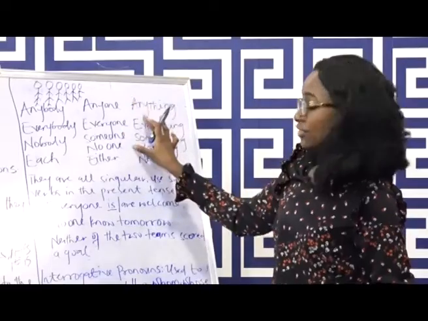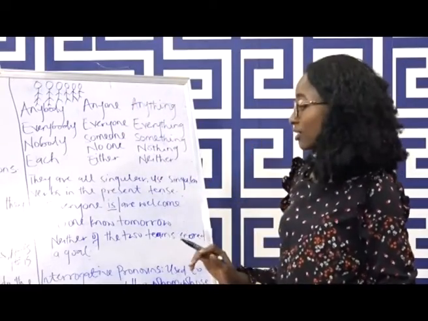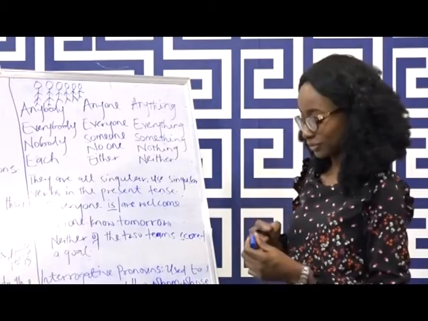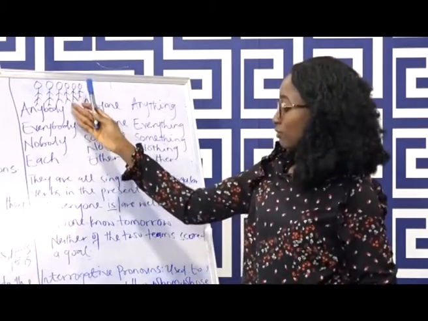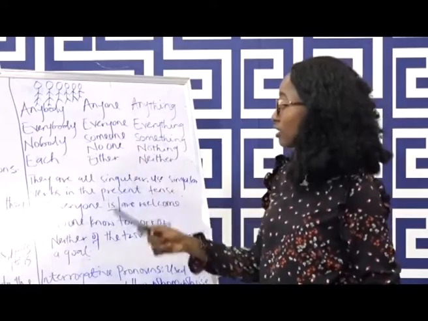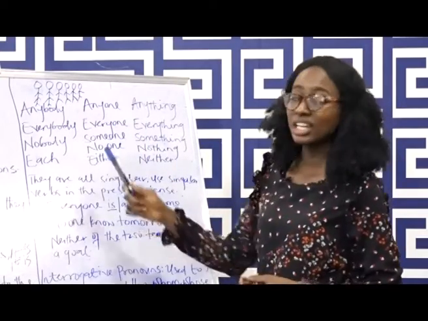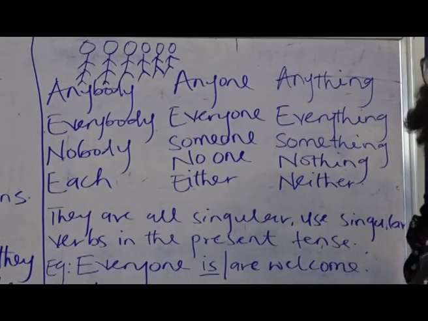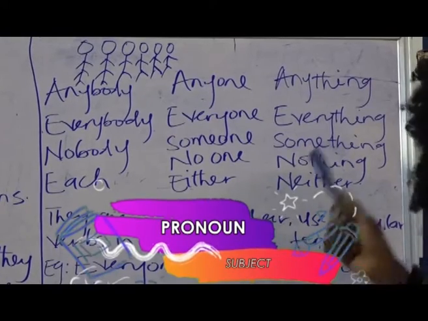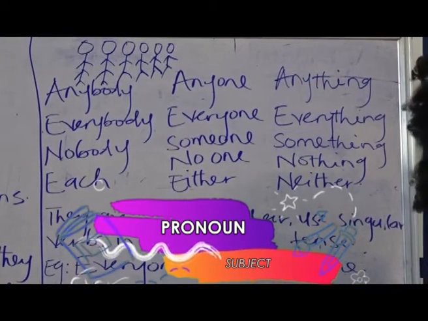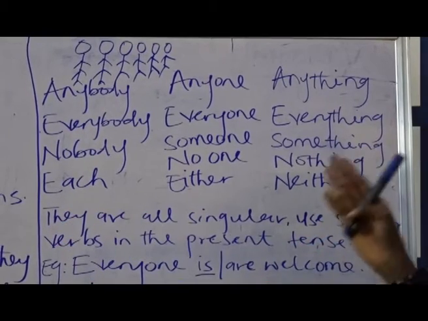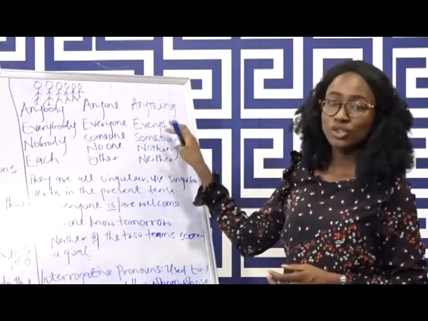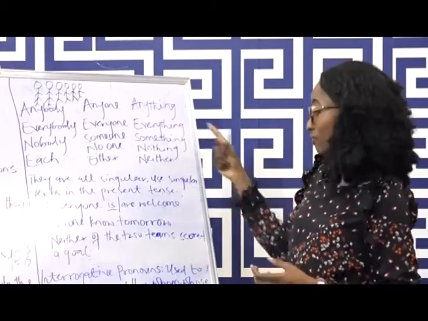all of these indefinite pronouns are singular. So you use singular verbs in the present tense for them. Now, look at the indefinite pronouns we have. Anybody, everybody, nobody, each, anyone, everyone, someone, no one, either, anything, everything, something, nothing, and neither. It's good you learn all of these pronouns so that you will not make mistakes when writing them.